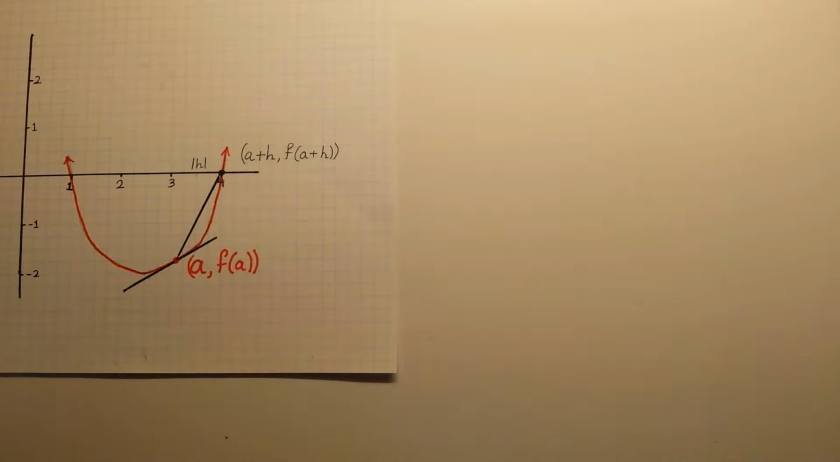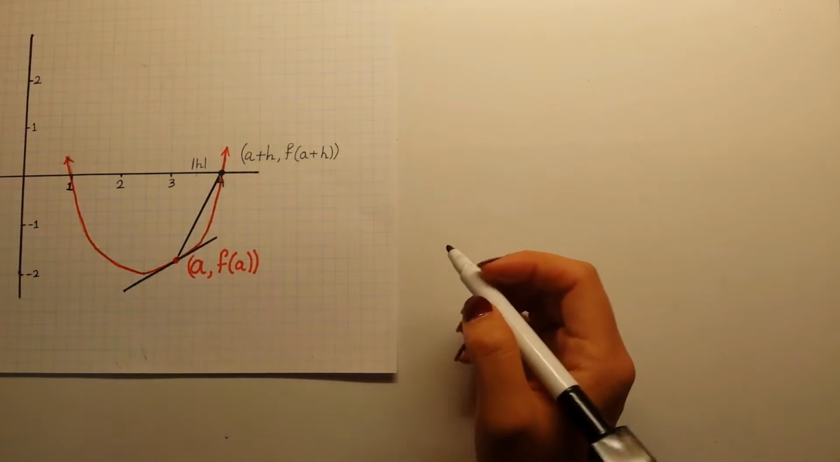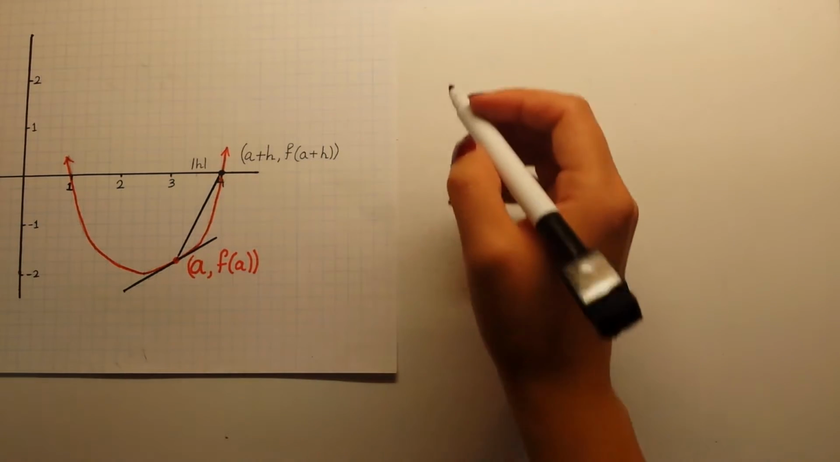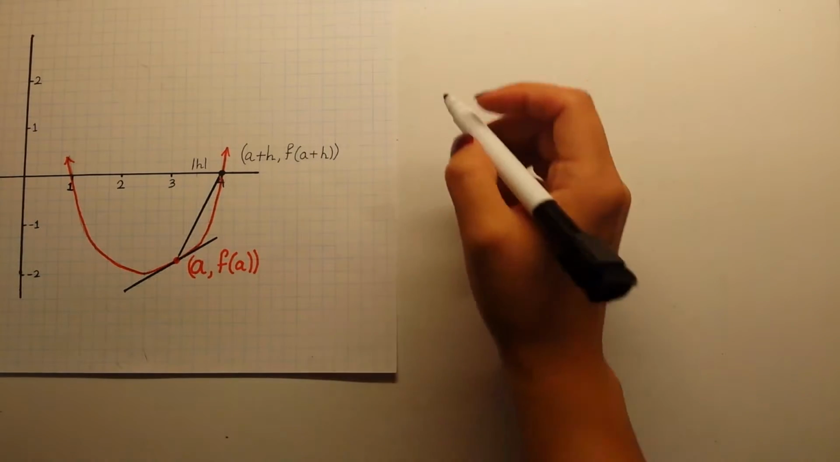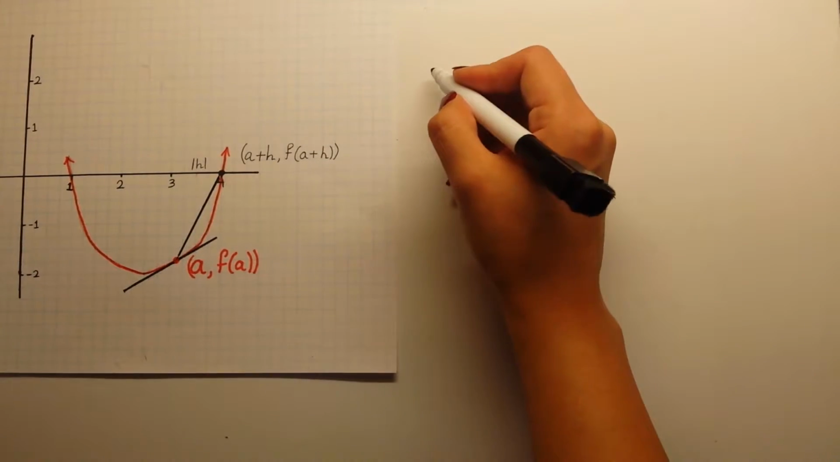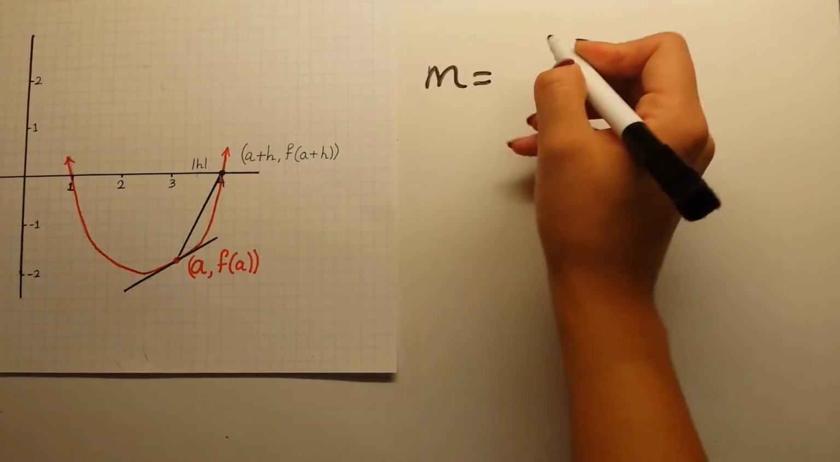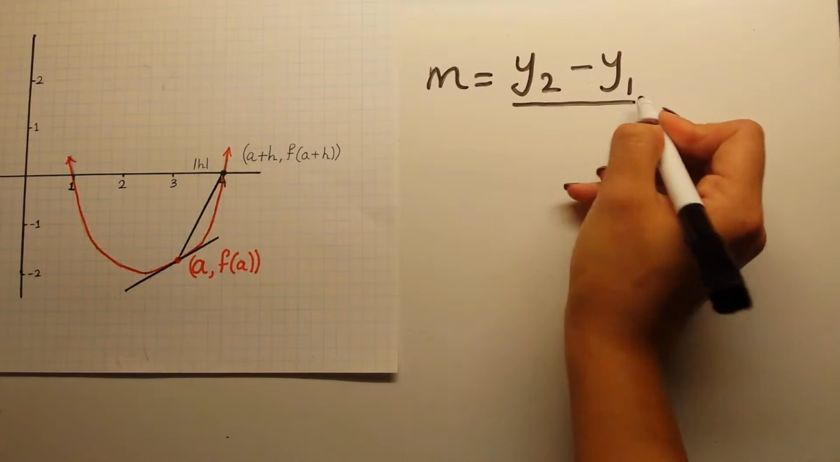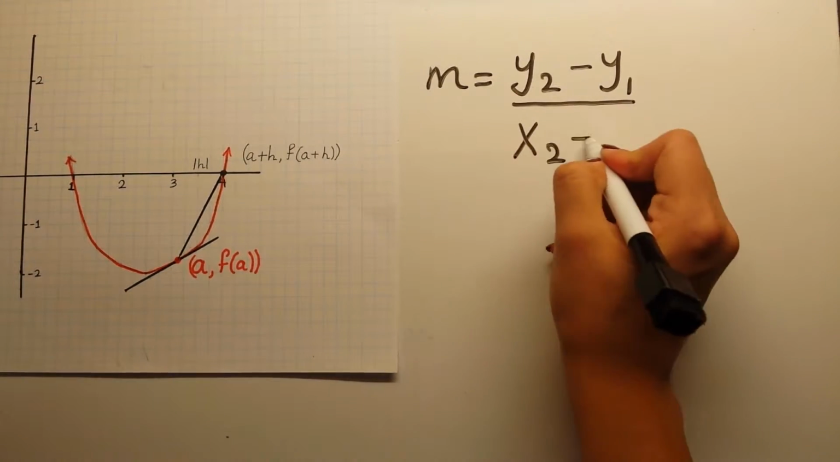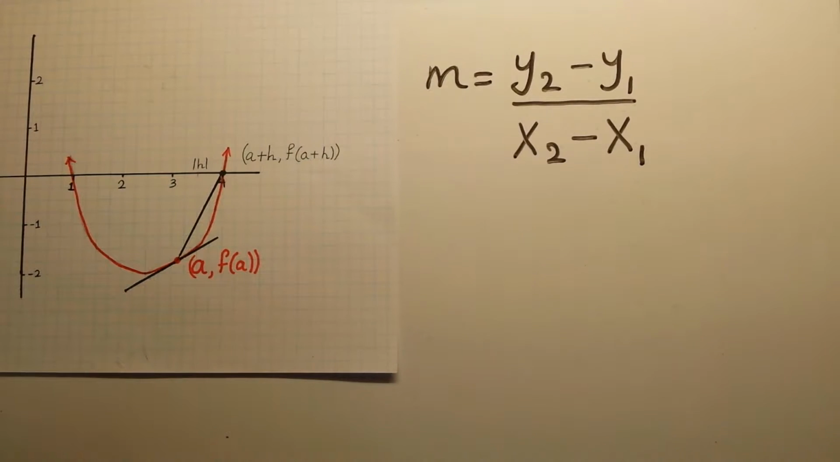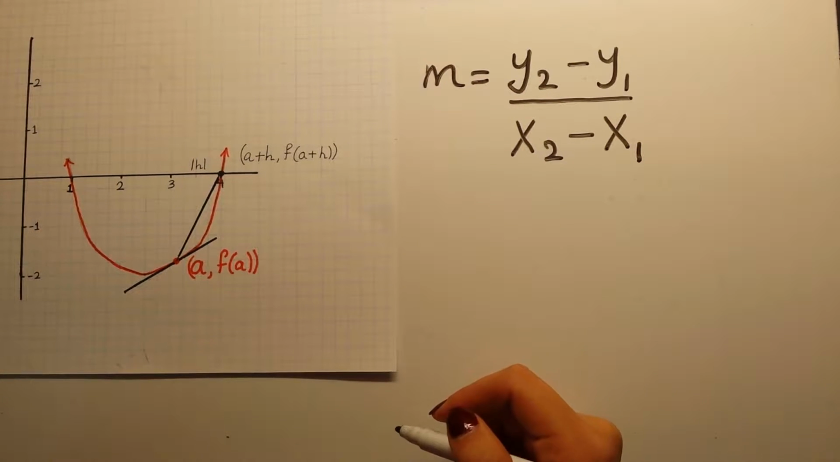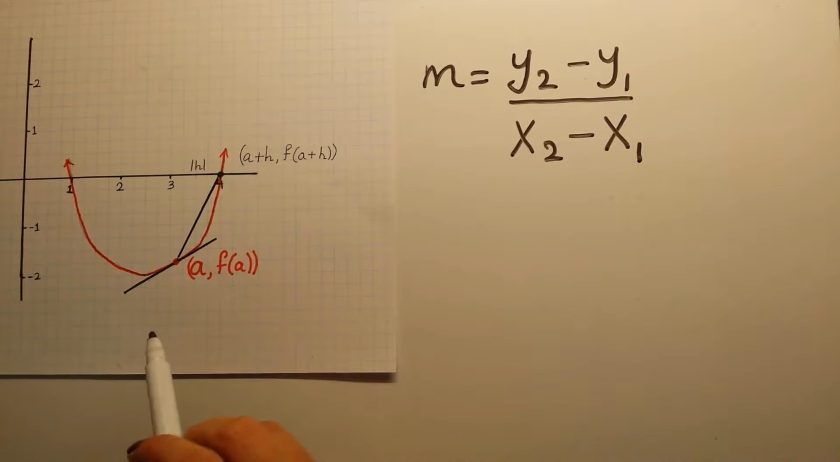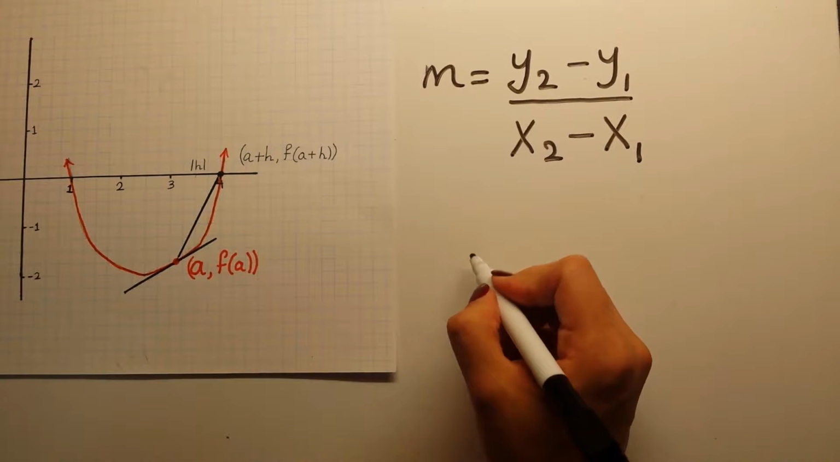Now that I have my secant line drawn, I'm going to develop the slope of the secant line. So the general formula for slope is y2 minus y1, so the difference in y, over x2 minus x1, delta x. This is basically the slope formula for the 2 points that I have. Now I'm just going to substitute what I have on the graph into this formula.